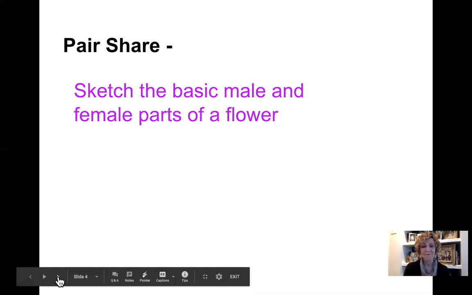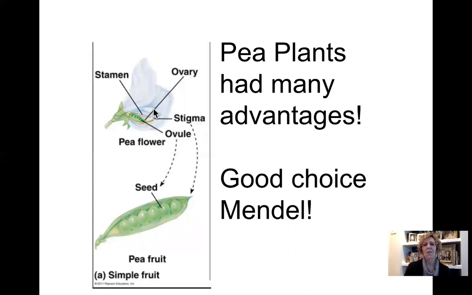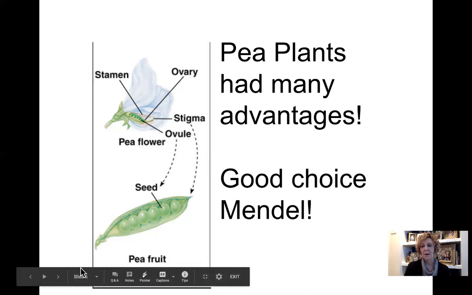So pea plants, it was very serendipitous that Mendel chose the pea plant, but it actually helped him be able to see the workings of a gene in this plant. So here is the stigma and the style of the pea plant flower. Here is the ovule, and here a fruit is the actual seed pod. And these are the seeds, right? So the embryo is in that seed. And so a fruit doesn't always have to be like an apple or an orange. In this case, a fruit is the actual seed pod of a pea.